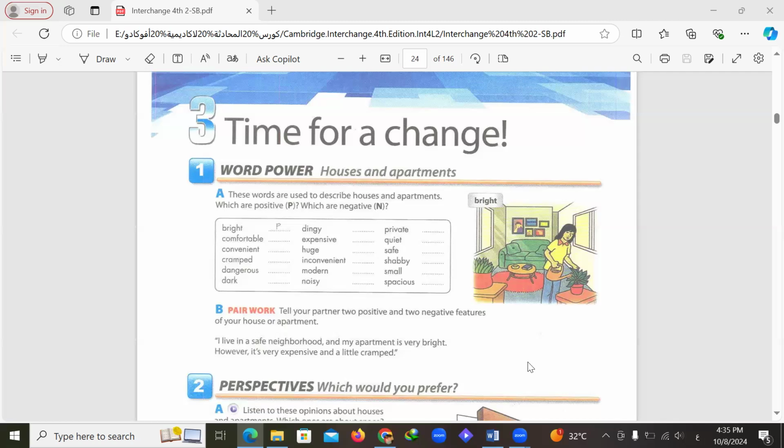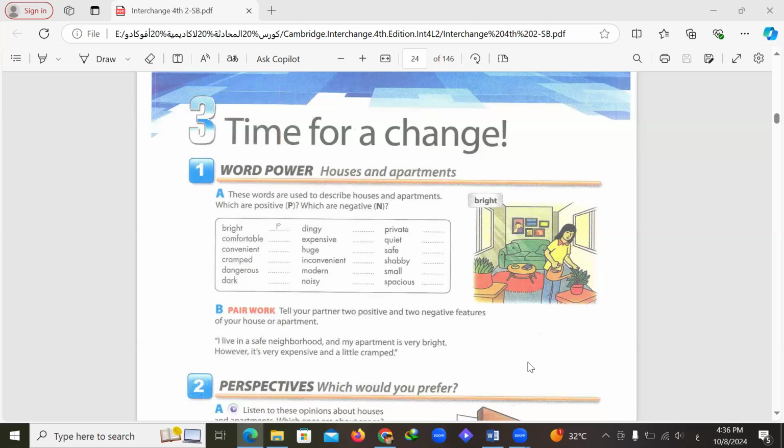Huge. Huge means very, very big. Maybe it is positive for some people to live in huge homes, but for me, I don't prefer living in huge places. Inconvenient. Inconvenient is the opposite of convenient. Okay, so it's negative.